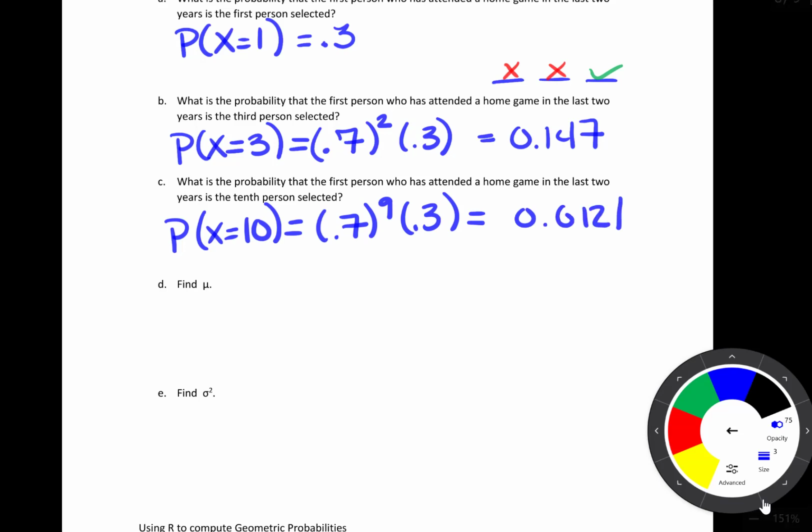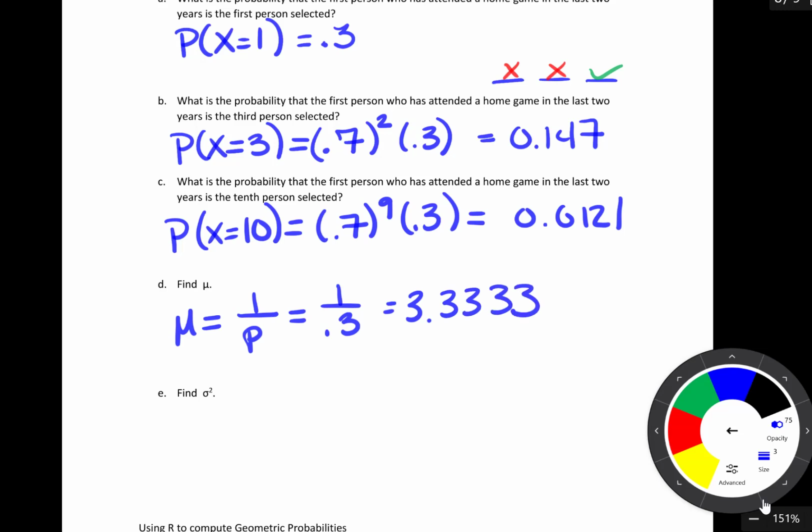We could also find the mean and the variance for this random variable. For the geometric random variable, the mean is equal to 1 over p, the probability of success. So what this tells me is, on average, I'm going to have to speak to 3.3 people before I find a success. And again, recognizing you can't actually speak to 3.3 people, it's just what happens on average. And then for our variance, we have the following.